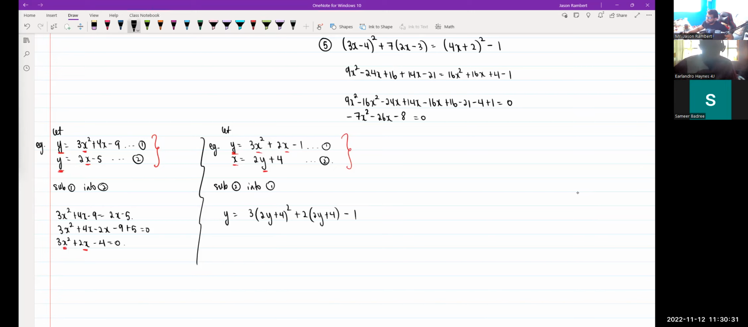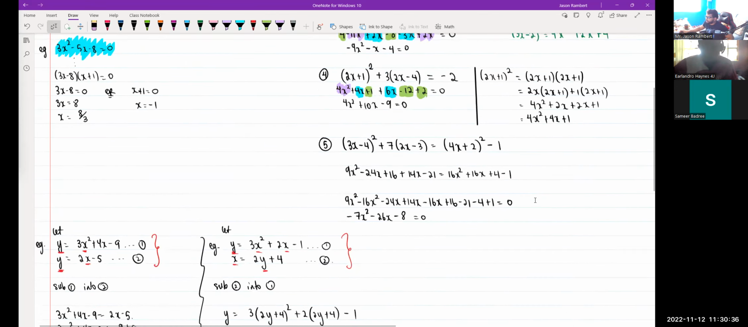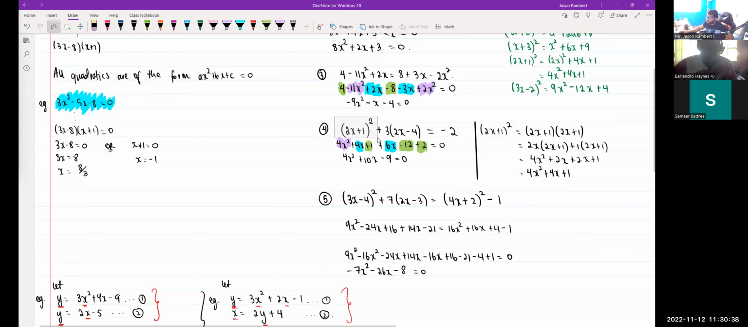A little piece of advice, let's take the 2x plus 1 squared. I had 3 into 2x plus 1 squared. What I'll do, expand the squared first. So this will be 3 into 4x squared plus 4x plus 1. Then expand it using the 3. I'll get 12x squared plus 12x plus 3.